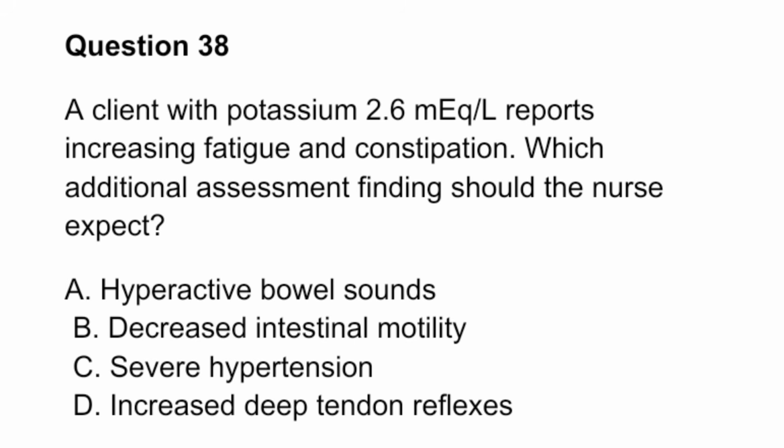Question 38. A client with potassium 2.6 milliequivalents per liter reports increasing fatigue and constipation. Which additional assessment finding should the nurse expect? A. Hyperactive bowel sounds. B. Decreased intestinal motility. C. Severe hypertension. D. Increased deep tendon reflexes.